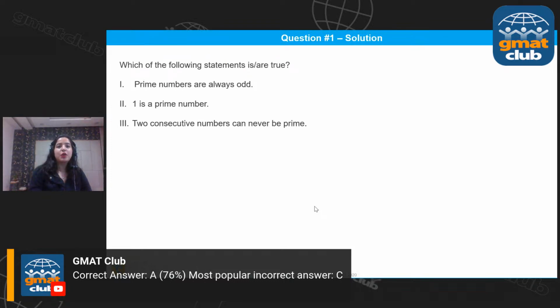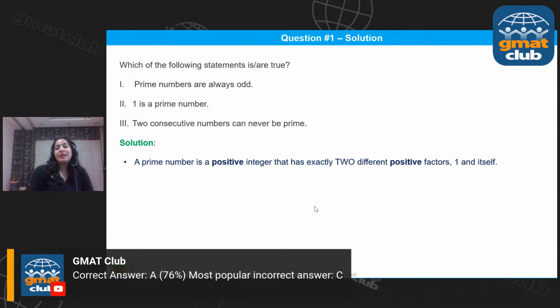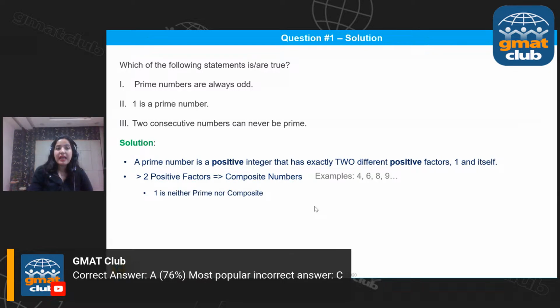So, we wanted to find out which statements are true here. The first statement really depends on the definition of what a prime number even is. A prime number, as you know, is a positive integer that has exactly two positive factors, one and itself. When you have more than two positive factors, that's when you start calling it a composite number. So here are some examples of composite numbers. Now, when you look at the number one, how many factors does it have? The number one has only one factor, which is 1 itself.